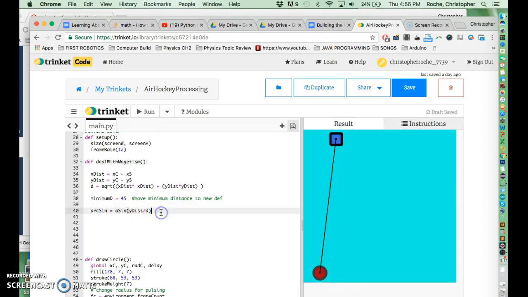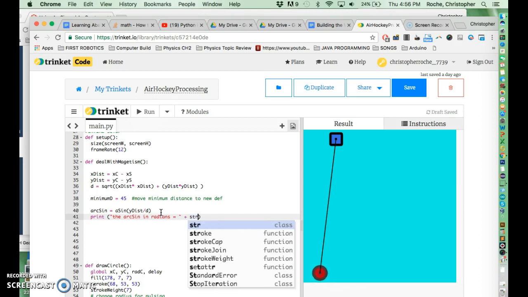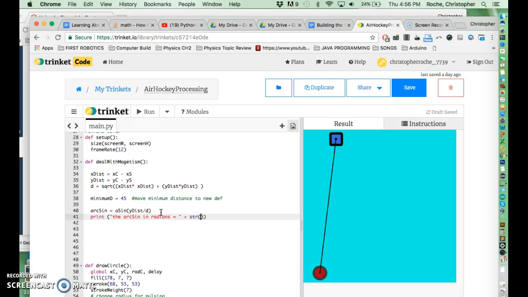And what this does is it's going to give you something in radians, which we talked about. So let's look at this. We can print this out and say the arc sine in radians is equal to the string of arc sine. Okay, that's our thing.